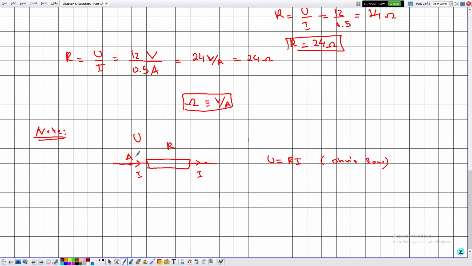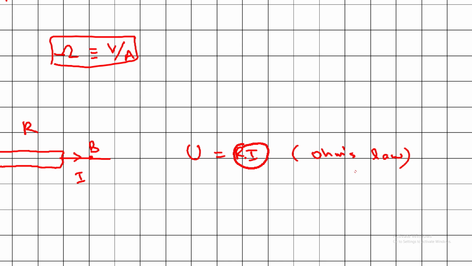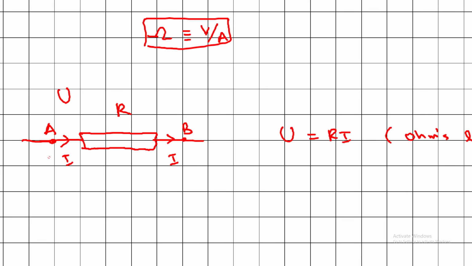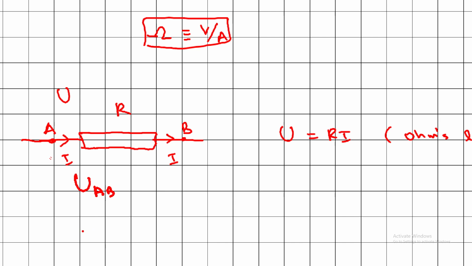So suppose that this is the point A and this is the point B. Now we need to determine whether this voltage is UAB or UBA. Because this quantity is positive, this voltage is positive. Here UAB is in the direction of flow of the current from A to B, which means that the potential at the point A is greater than the potential at the point B, which means that VA minus VB is positive, which means that UAB is positive.